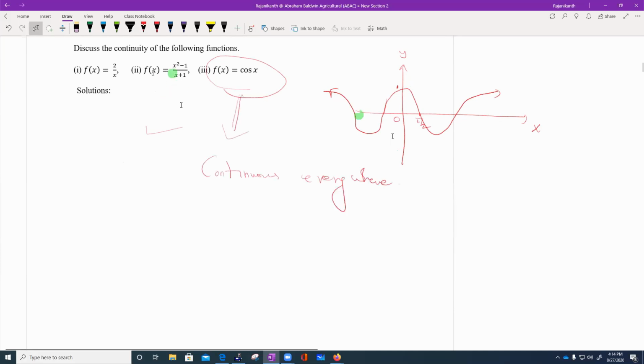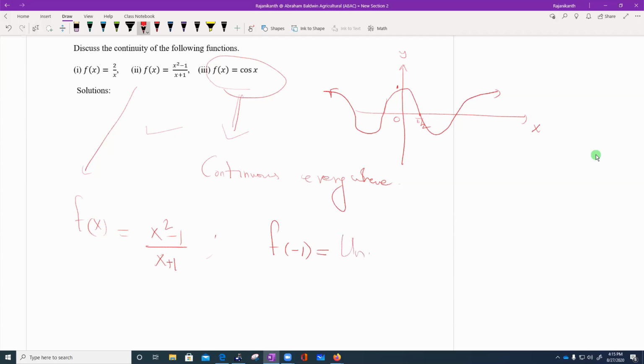Okay. What do you think about number 2? If you look at number 2, what will happen if I plug in x as -1? What is the function value at -1? Could you evaluate that? No, I cannot find it now. It is undefined, right?